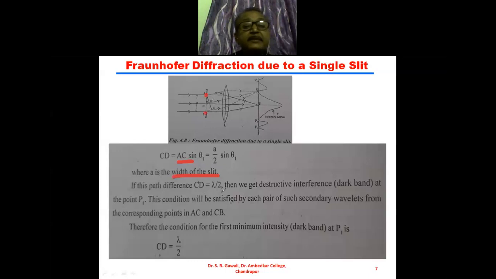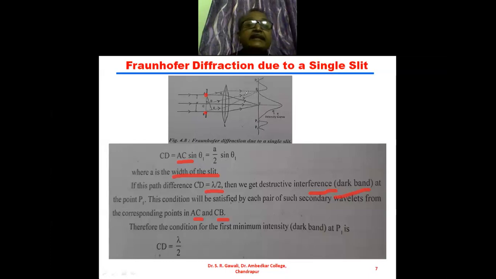If this path difference CD is equal to lambda by 2, then we get destructive interference. That is the dark band at the point P1. This condition will be satisfied by each pair of such secondary wavelets from the corresponding points in AC and CB. AC और CB में जितने भी पॉइंट्स होंगे, करस्पॉन्डिंग पॉइंट्स होंगे, वो ये कंडीशन सेटिस्फाई करेंगे.